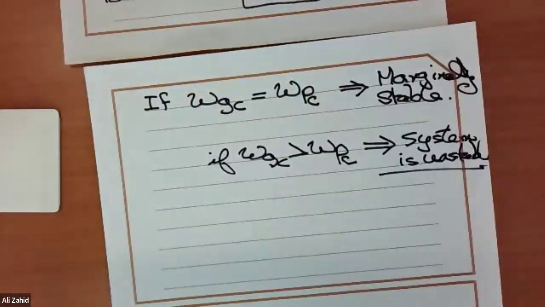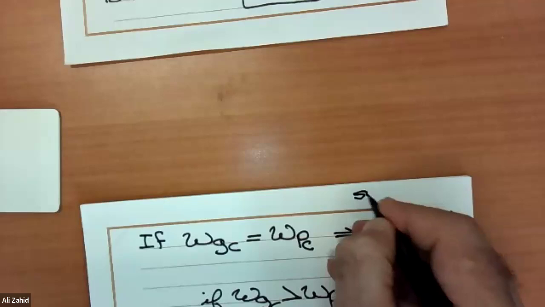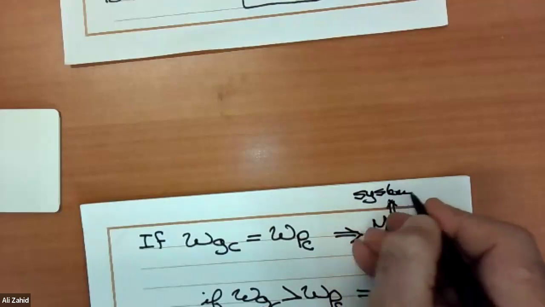Did you get it or not? I do not want the gain crossover frequency to be greater than the phase crossover frequency. Right. Did you get it or not? By the way, when I say marginally stable, what does it mean? The system will oscillate.